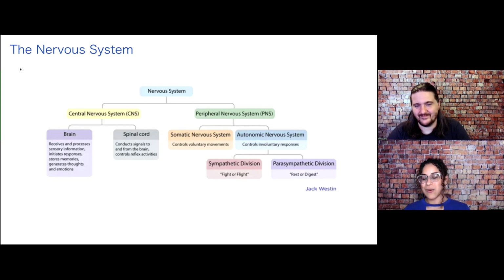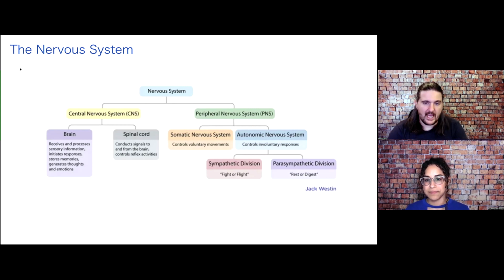This is our fight or flight response. And there are people that are going to have a lower threshold for this fight or flight response. And so we're going to talk about what happens at different parts of the body when these different divisions of the autonomic nervous system are activated.